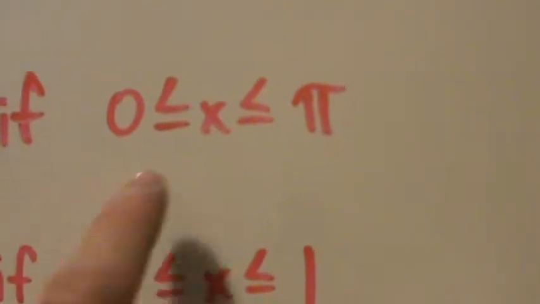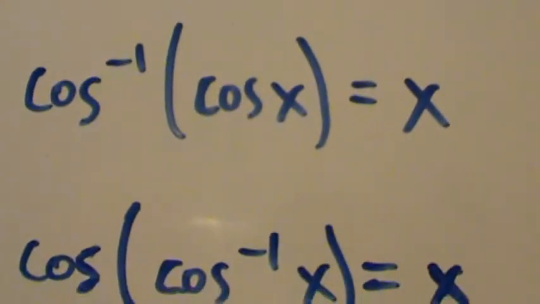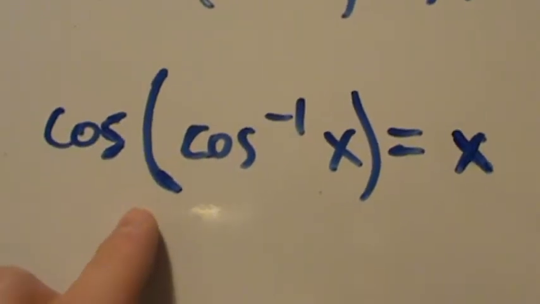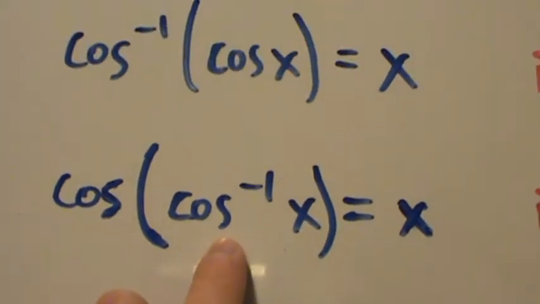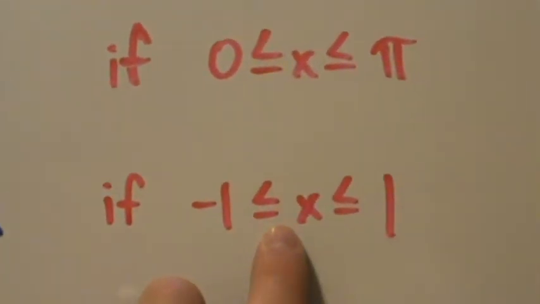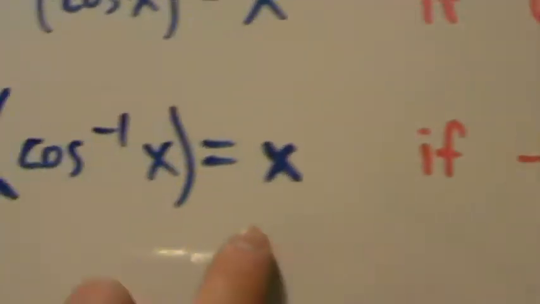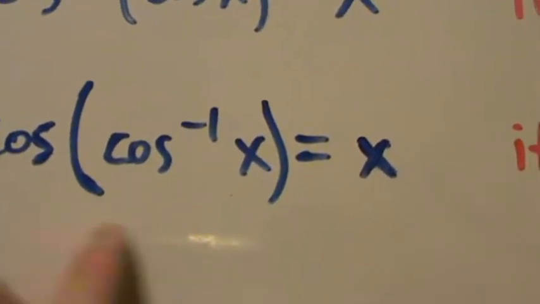What if x is not between 0 and pi? Then how do we do this? We will talk about that in a later video. And similarly, cosine of the inverse cosine of x equals x if -1 is less than or equal to x is less than or equal to 1. So as long as x is between -1 and 1, then we have this nice cancellation property here.